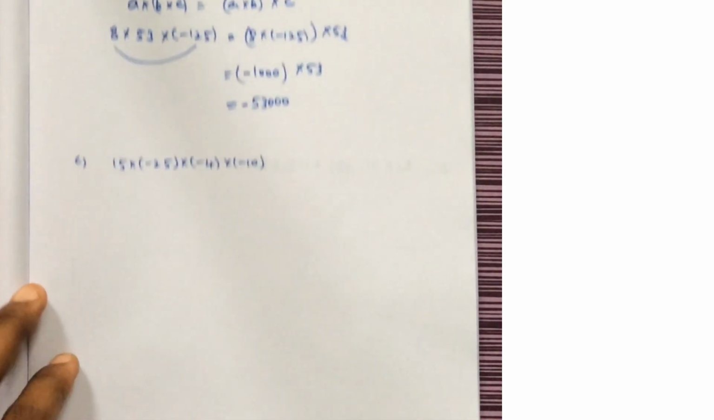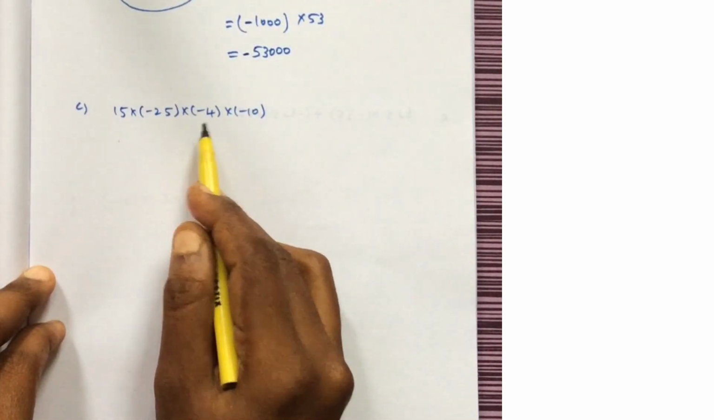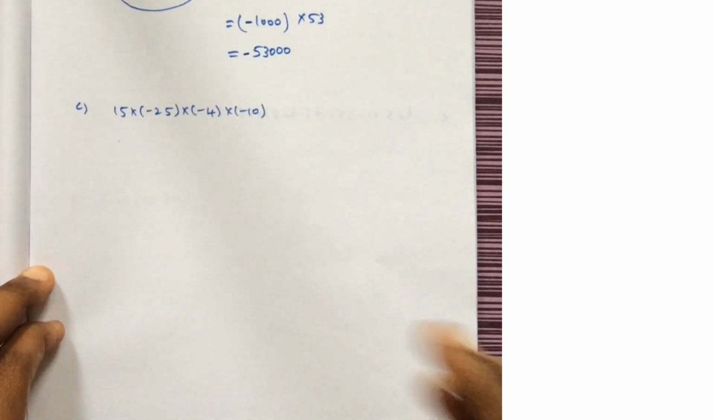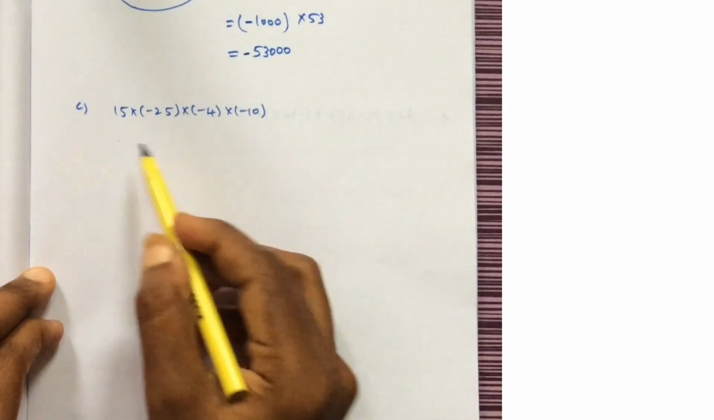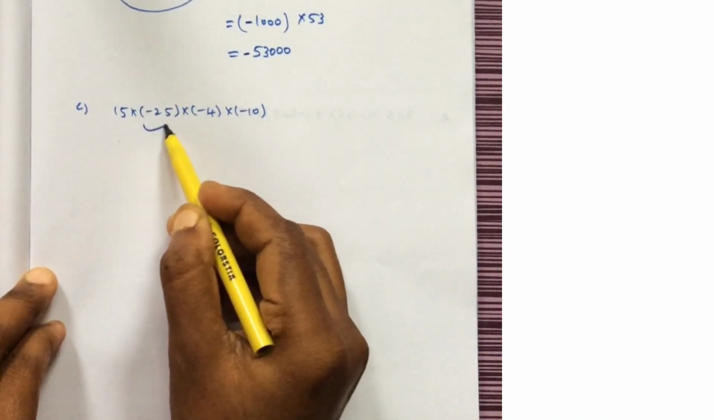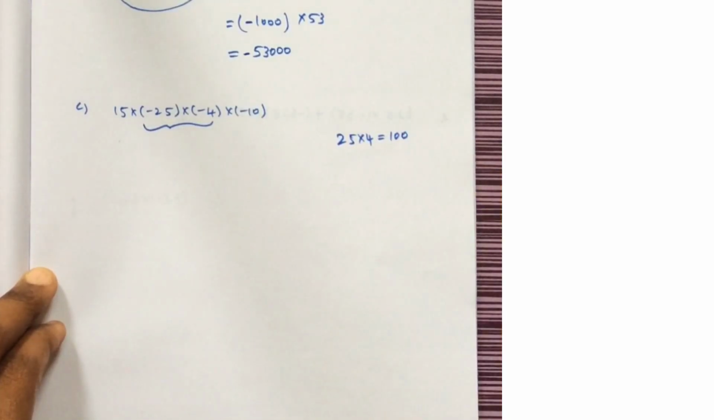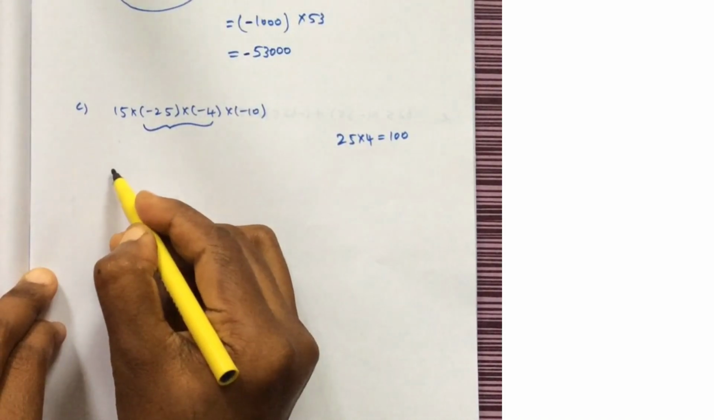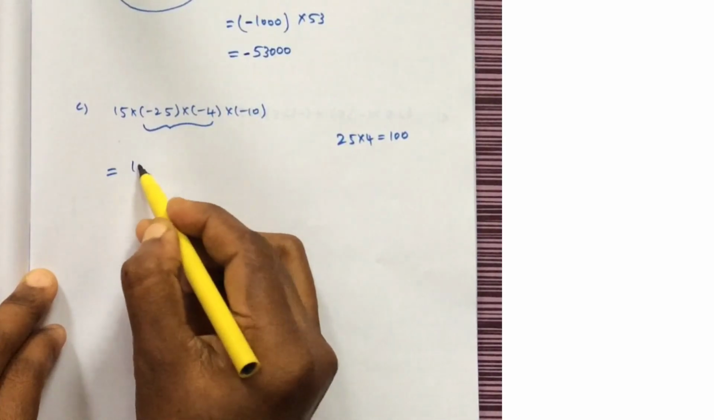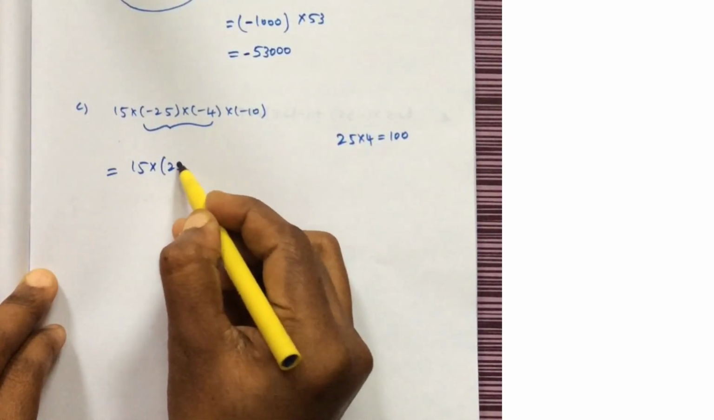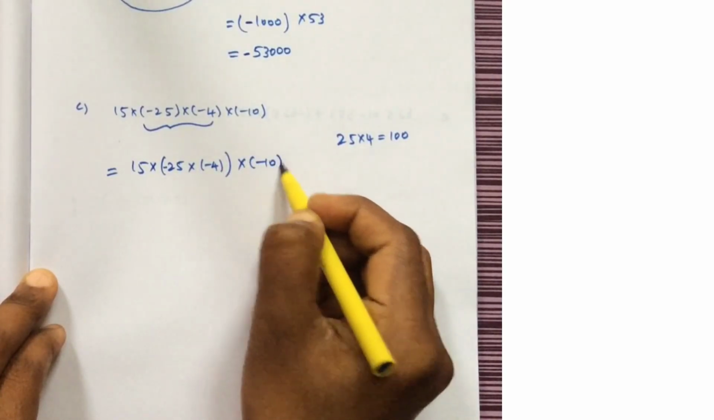Okay. The next problem is 15 multiplied by minus 125 multiplied by minus 4 multiplied by minus 10. Now we can see here there is a 0 here. This is very simple, we can just add the 0 and there is no problem. Now out of these three, we can take these two. Why? Because 25 multiplied by 4 is going to be 100. So you see, first I am going to multiply 25 with 4. So 15 multiplied by, put it in a bracket, minus 25 multiplied by minus 4 multiplied by minus 10.